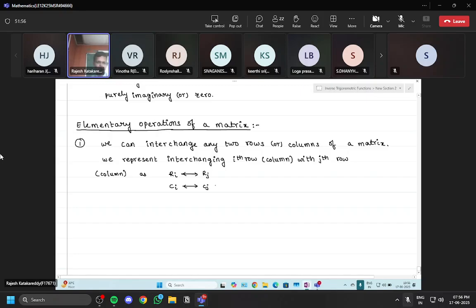Let us take one example to understand this elementary operation. Let us take one small square matrix, A equals 1, 2, 3, 4. A has 2 rows and 2 columns. Now here I am writing R1 interchanged with R2. When I am doing operations on rows, I cannot simultaneously do operations on columns. I cannot write C1 interchanging C2. First finish this, and then do column whatever you want.